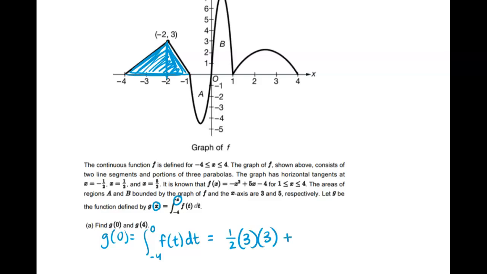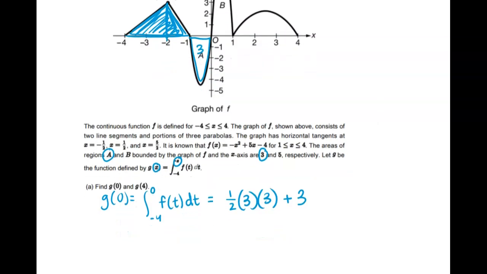Plus, well, this is not actually a shape we know. So here's where I say, do we have more information? Conveniently we do. Region A is 3. Good thing we know that, huh? Because it's not really an identified shape. So we end up with 1/2 times 3 times 3.